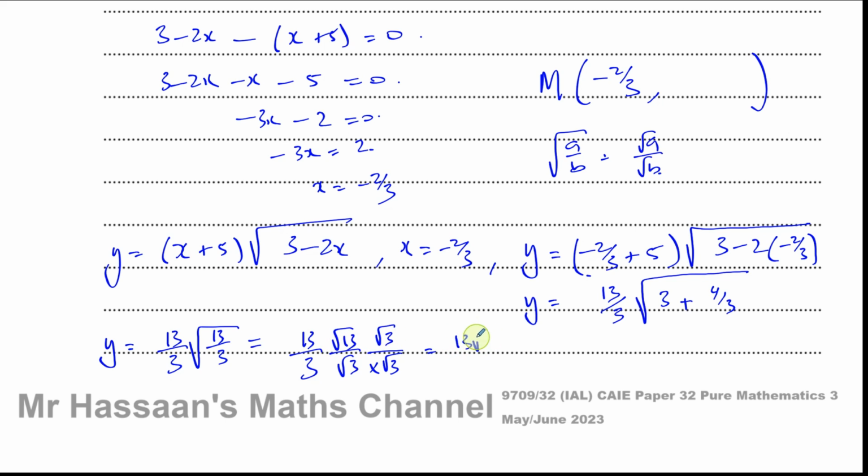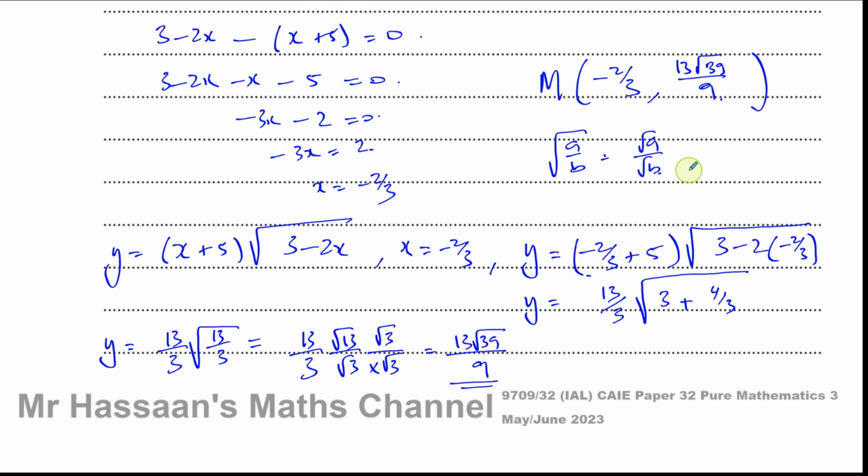So I end up with 13 times the square root of 13 times 3, which is 39, over 3 times 3, because when I multiply the denominators together I also get 3 times 3, which is 9. So that's the y coordinate. This is going to be 13 times root 39 over 9.